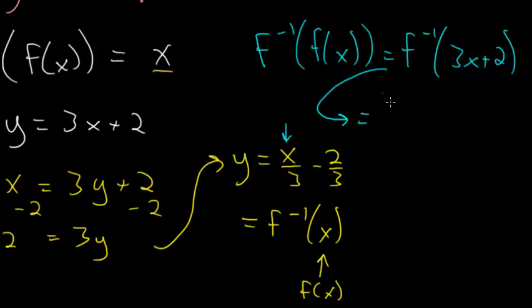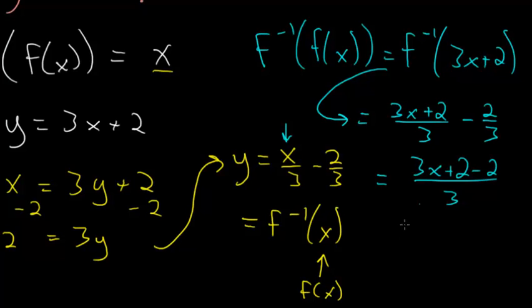So this is equal to (3x plus 2) over 3 minus 2/3. Notice they already have a common denominator, so we can just combine it into one fraction. 3x plus 2 minus 2. And the 2's will cancel out, so that we're left with 3x over 3. And the 3's cancel out, so that we're left with x.